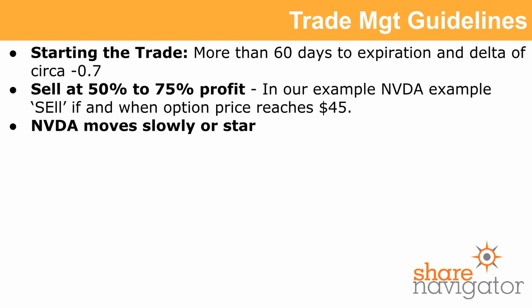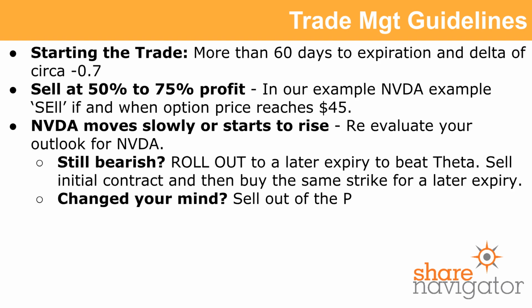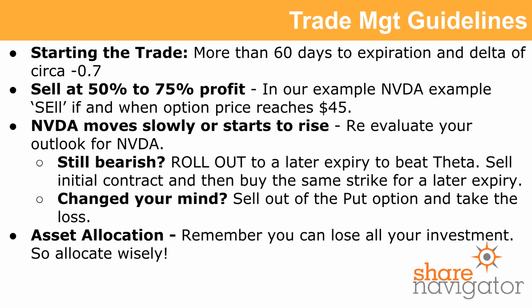So here are some trade management guidelines for buying a put option. First of all, before you even set up the trade, make sure you pick an expiry that's at least 60 days to expiration, and that you have a delta of circa minus 0.7. The reason for that is we want to avoid that theta decay we spoke about in our previous episode, and we want to give ourselves the best chance of actually making some sort of profit in this trade. Then if the trade does become profitable, make sure you sell out at about 50 to 75% of your profit.